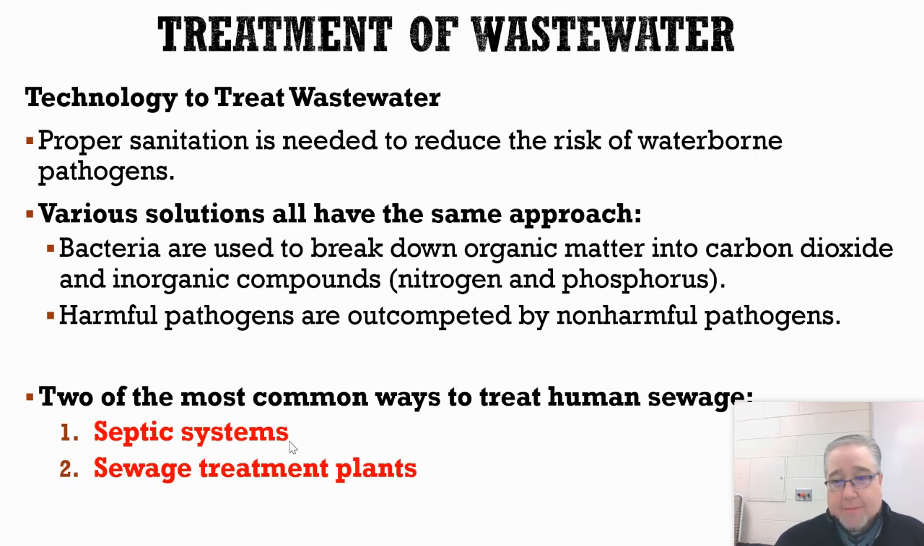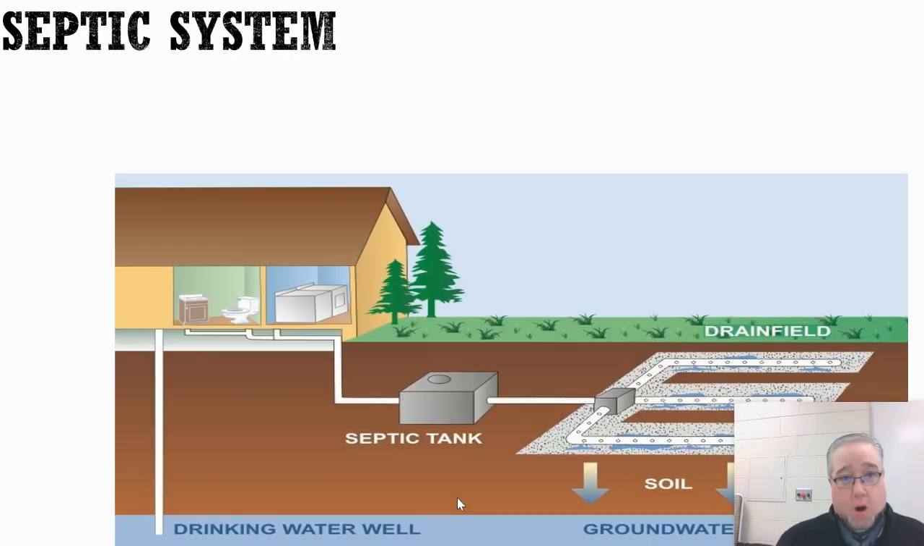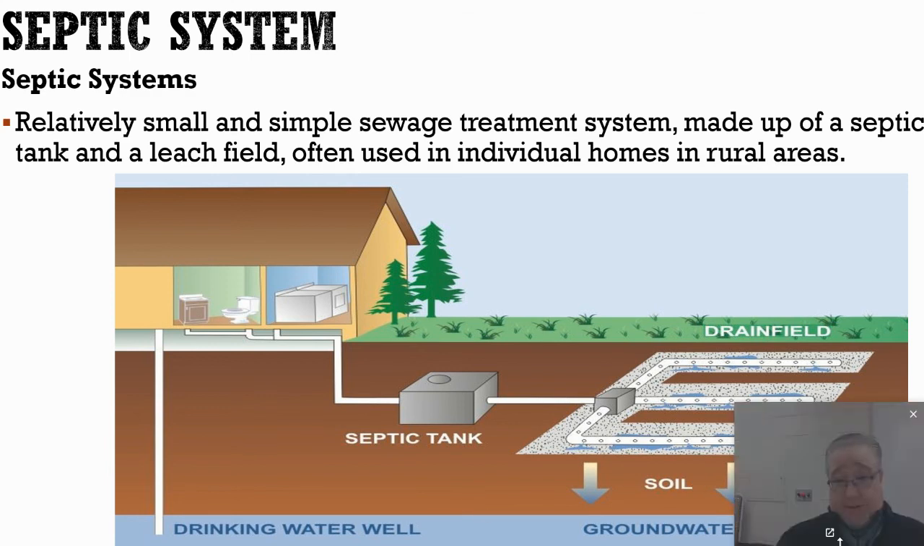Now, the two most common ways that this is done are two different systems. One of them is called a septic system. And some of you may have septic systems in your home. Maybe you've heard your parents refer to your septic tank. Not everybody has a septic tank on their property, but we'll talk about what those are. And then finally, we have what we call a sewage treatment plant, and we'll talk about how those facilities work and how they treat your water. So let's first take a look at this one. This is called a septic system.